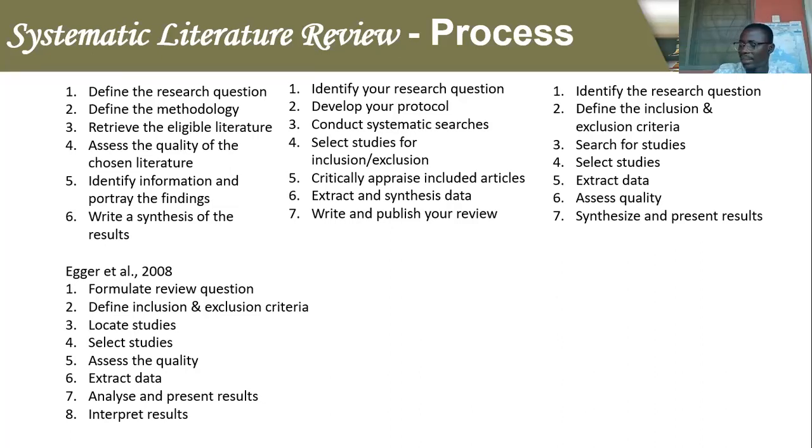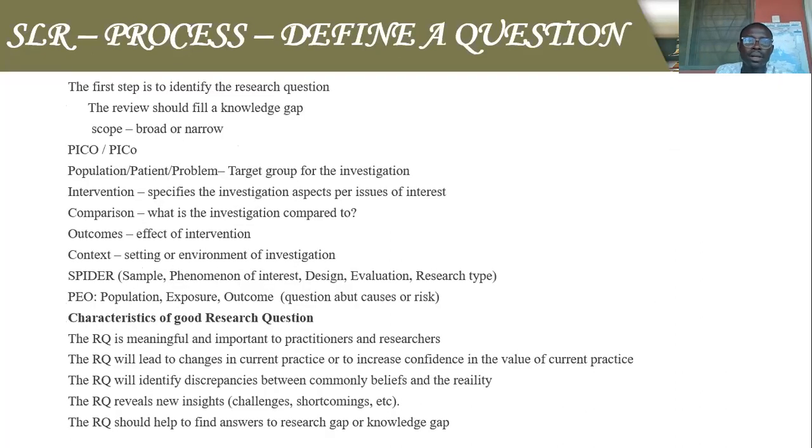Okay, then let's take these processes and exhaust them. The first stage is to define the research question. This is the first stage, to identify the research question. The review should fill a knowledge gap. This is the first thing that should be at the back of your mind: that the systematic literature review you are going to conduct, if you find an answer to the research question, should also help you fill a gap in literature.